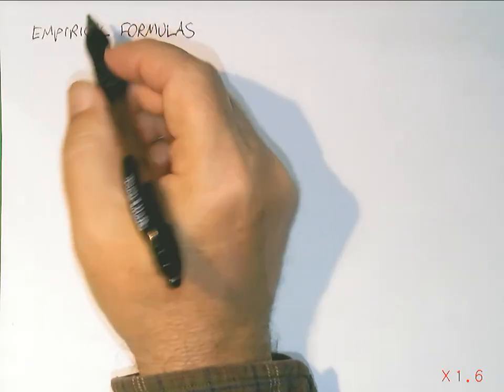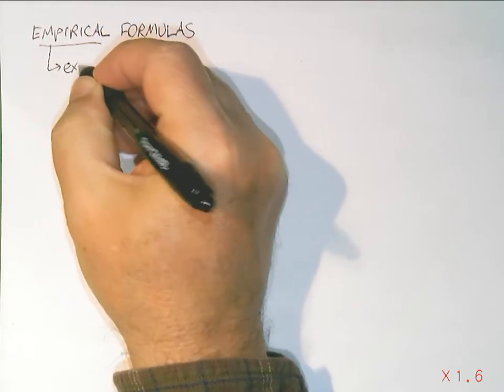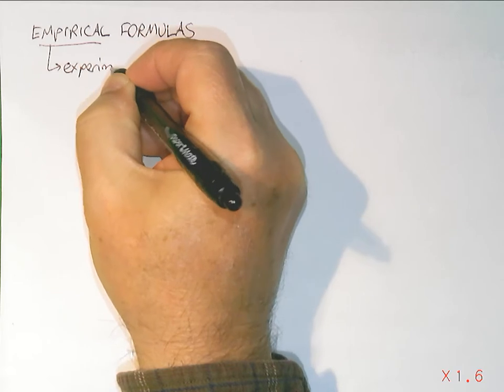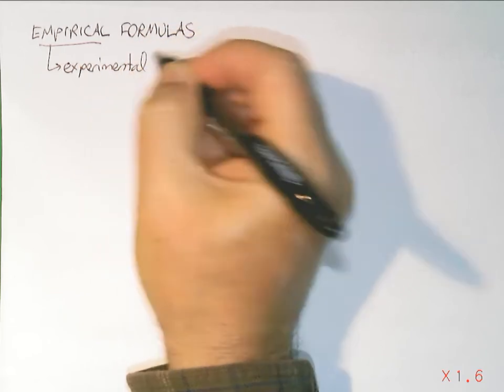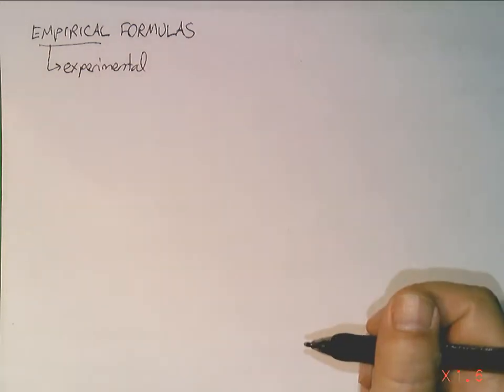These are called empirical formulas. Empirical means experimental. So these will be experimental formulas based on experimental data. In the next video, we're going to distinguish between these empirical formulas and the actual formula for a molecule. But let's not worry about that now.